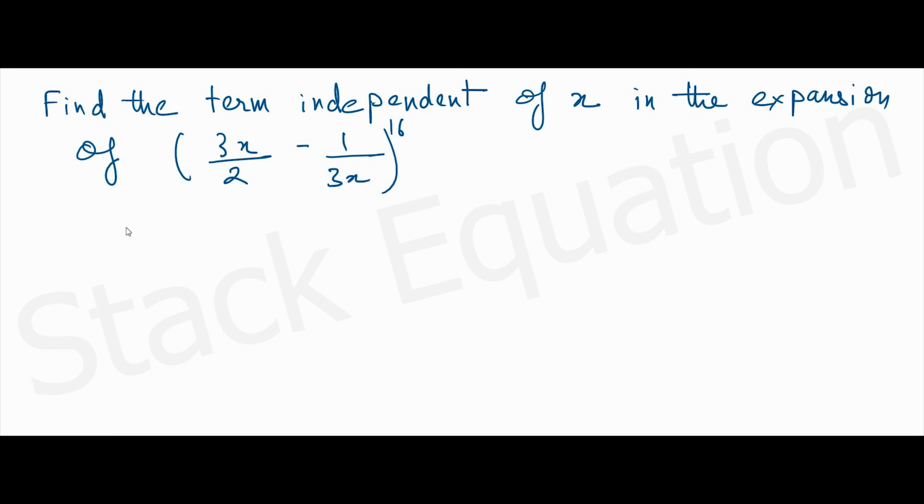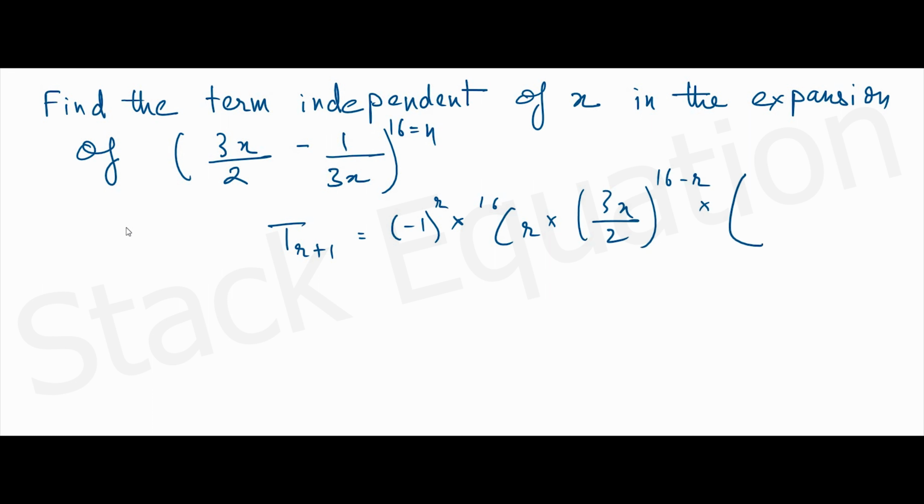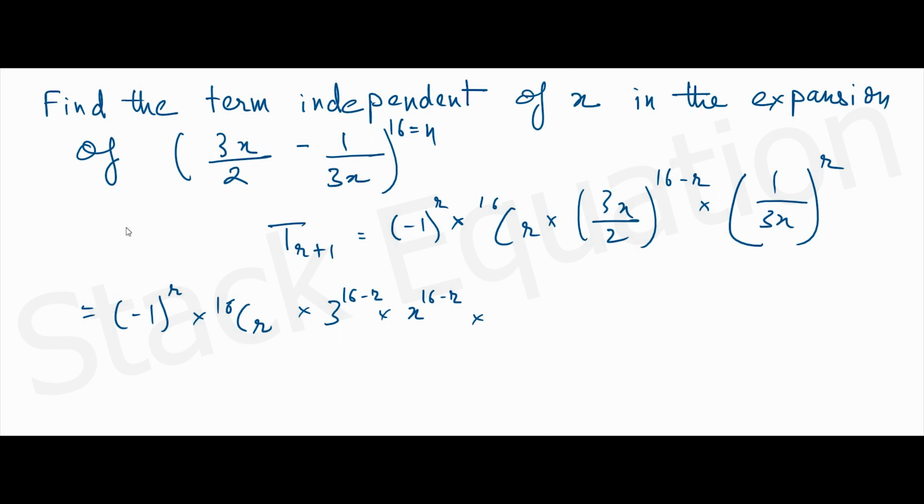In the previous video we discussed that the (r+1)th term in a binomial expansion is (−1)^r times nCr. What's n here? N is 16. So 16Cr into (3x/2)^(16−r) into (1/(3x))^r. If I expand this properly, it's (−1)^r into 16Cr, and this is 3^(16−r) into x^(16−r) into 2^(−(16−r)), into (3x)^(−r).